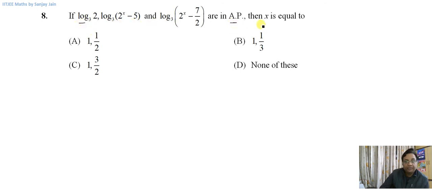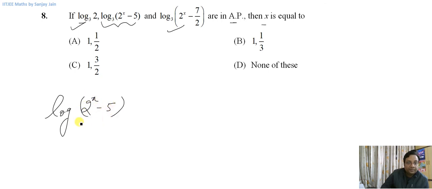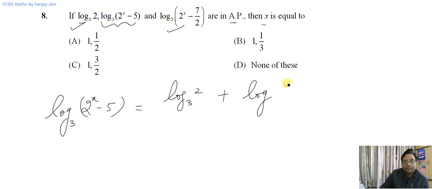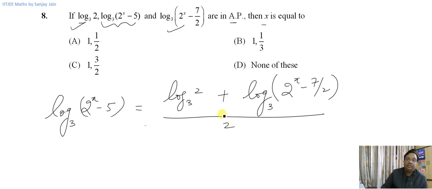These are in AP. That means this is the arithmetic mean of this and this. So I can say log of 2 raised to power x minus 5 base 3 is equal to log 2 base 3 plus log of 2 raised to power x minus 7 by 2 base 3, and it is divided by 2. So the mean of these two extreme terms is equal to this middle one. This is the property of an AP.